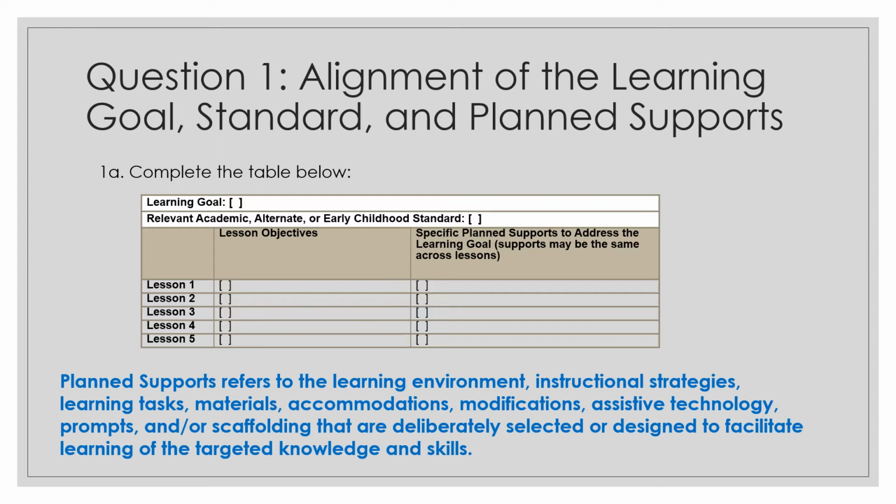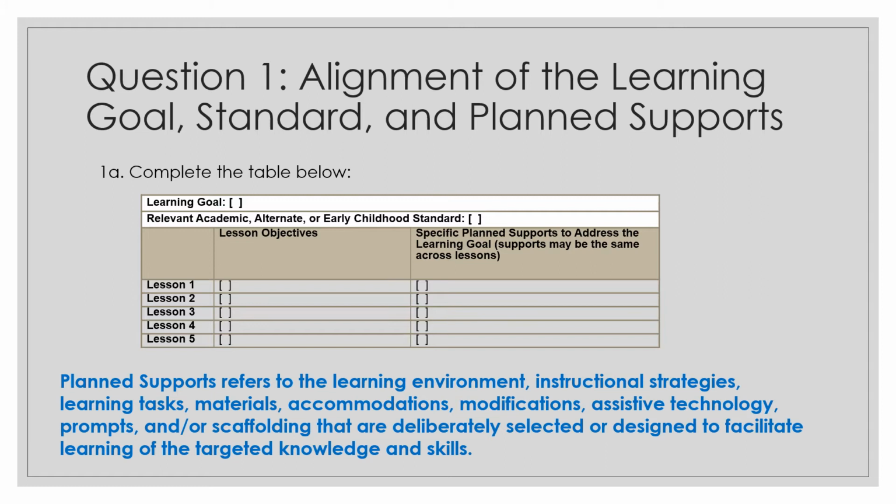Question 1 is all about what you're teaching. So it's the alignment of the learning goal, the standard, and planned supports. When edTPA uses the term planned supports, it refers to the learning environment. So it might be Google Classroom, the instructional strategies, the learning tasks. Those are all the things that you've put into your lesson plan, right? Your materials, any accommodations or modifications, assistive technology, prompts, or any kind of scaffolding that are deliberately selected and designed to facilitate learning of that particular knowledge and skills.